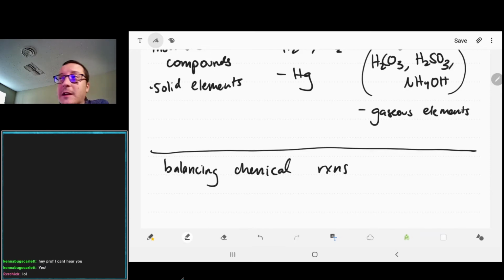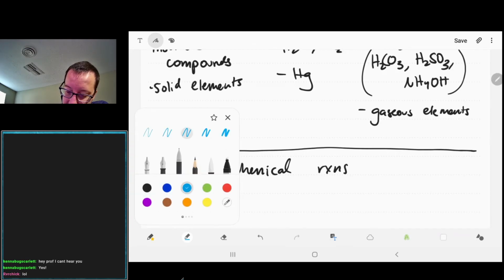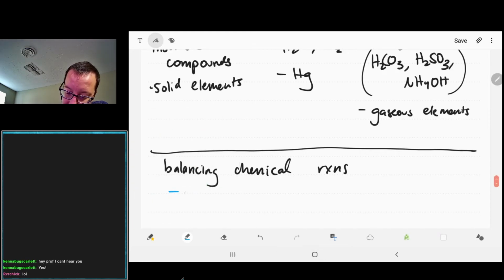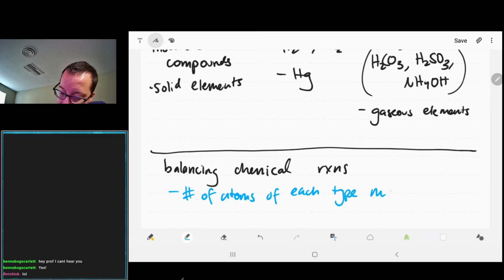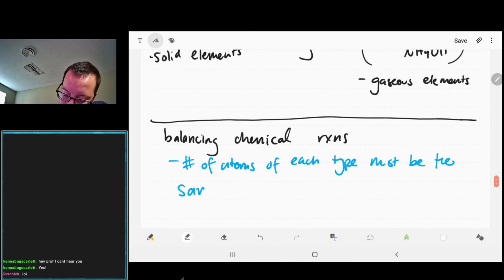So this is where we're going to see that kind of law of conservation of mass and matter coming into play here. Because we're going to see that the number of atoms of each type must be the same on both sides of a reaction.